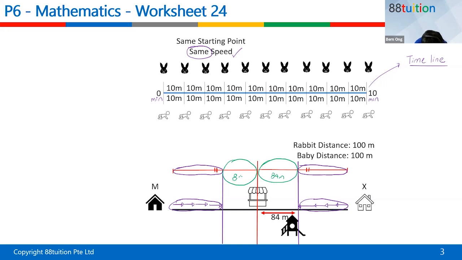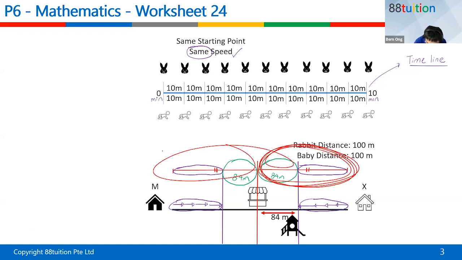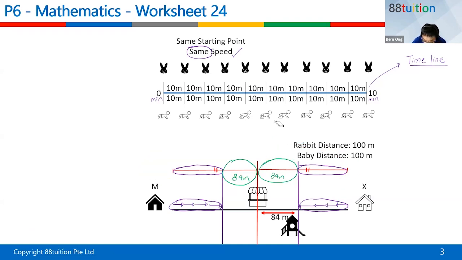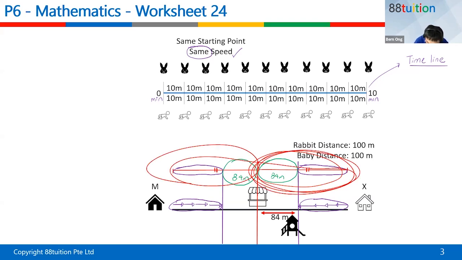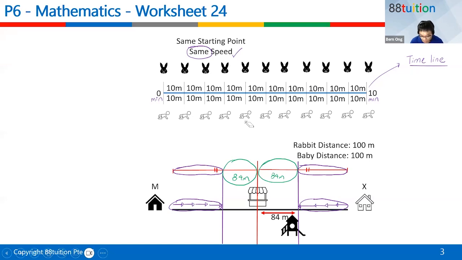Why? Because the question did say that this red line down here is equal to this red line down here. So one red line consists of 1 green and 1 purple. This portion, the red line, must consist of 1 green and purple also. Can you see or not? So our dear Mark, what happened? Our dear Mark actually traveled an extra 84 meter and another 84 meter.